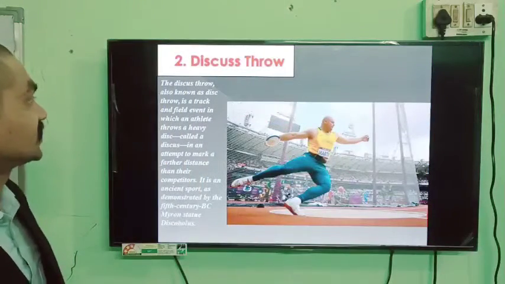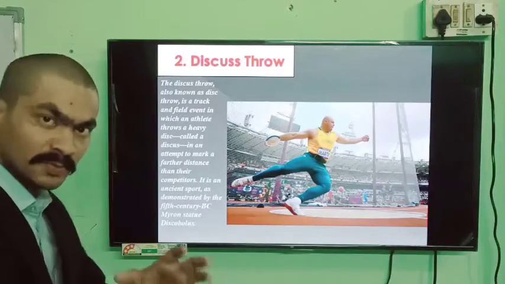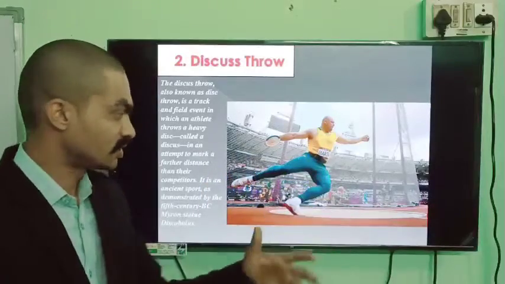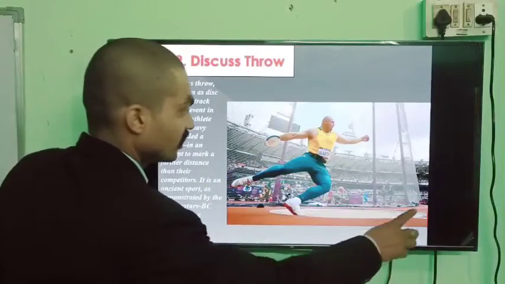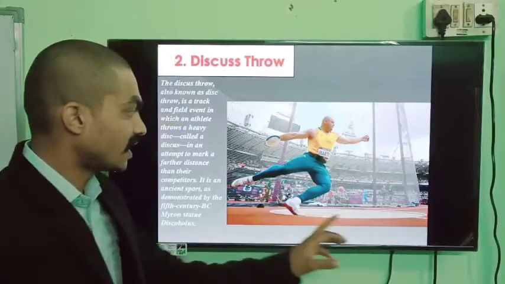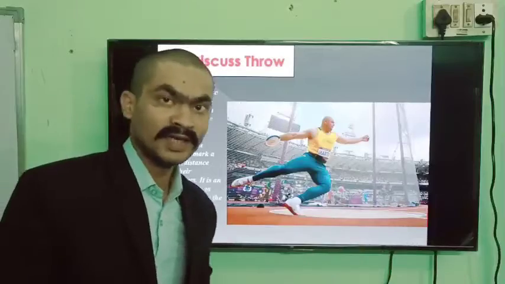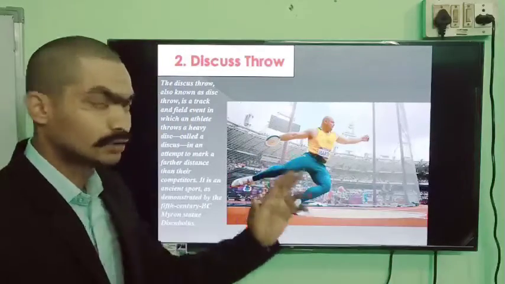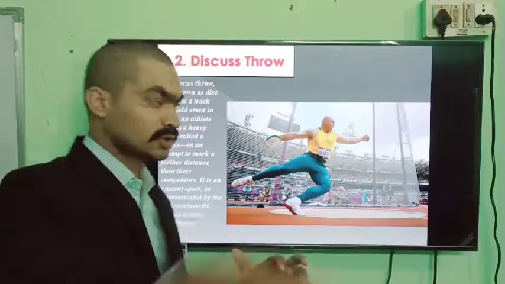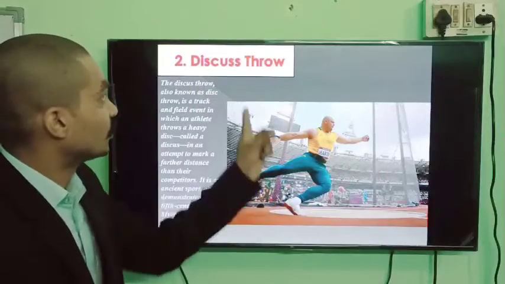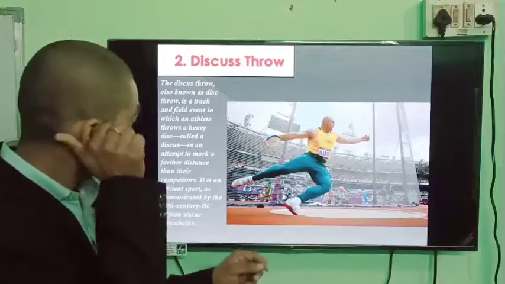Next is discus throw. Some pictures I have taken as they are given in your textbook, and some pictures I have taken different. In that you can see there is a ring. This man has to turn around in that ring, and then by spinning he will throw a disc-like structure to a certain distance. So my dear children, this second one is known as discus throw. What is discus throw?